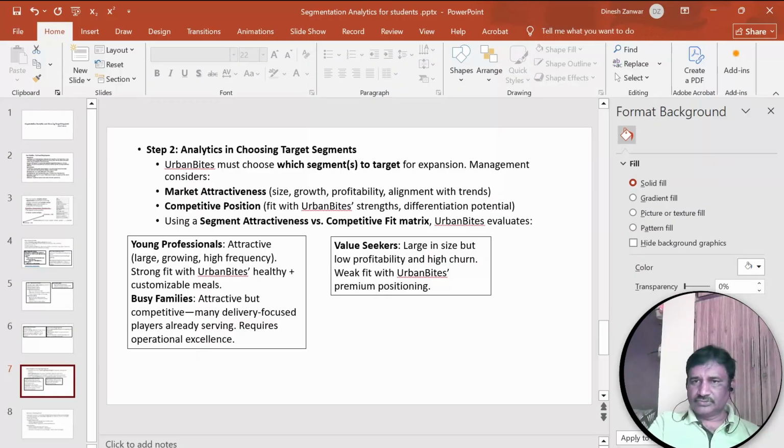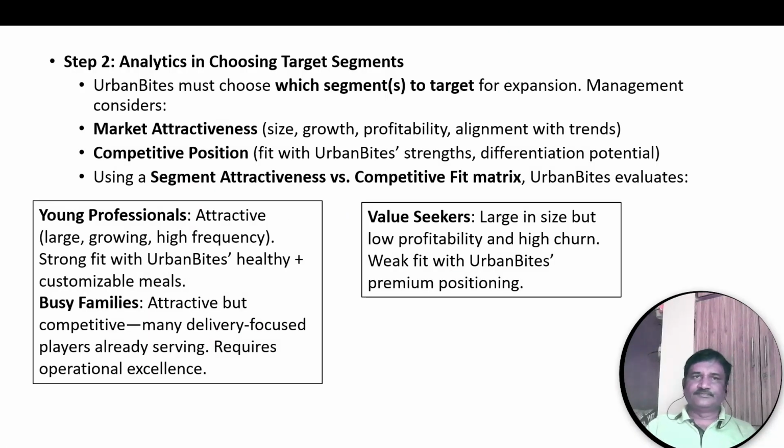Coming on to the next one. Urban Byte must choose which segment to target for expansion. Management considers market attractiveness, that is, how much is the growth, how much is the profitability, and how is the alignment with trends, etc. And the competitive position means its own fitness for the strength and differentiation potential, right?